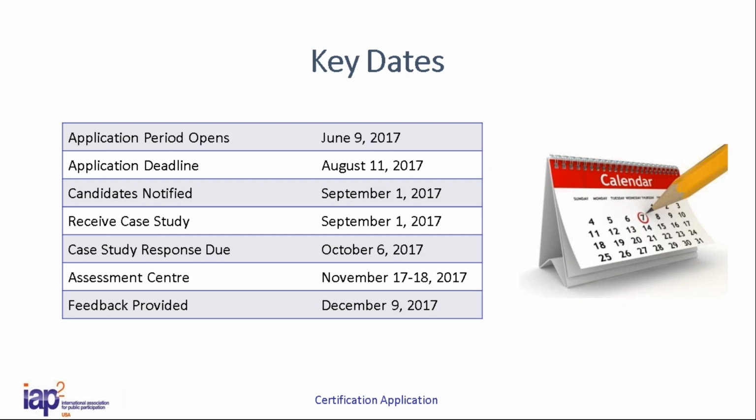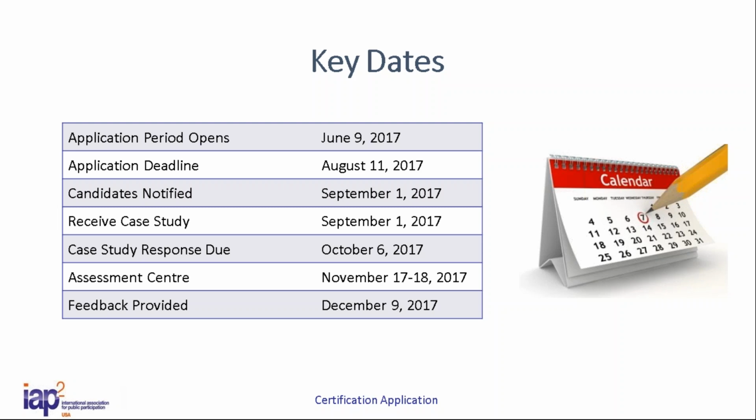So here are some key dates for 2017. The application period opened on June 9th. And the deadline for participating in an assessment center in 2017 is August 11th. Candidates will be notified whether their applications were successful by September 1st. And if they were successful, they will get the case study assignment on that date. Case study responses are due 5 weeks later on October 6th.